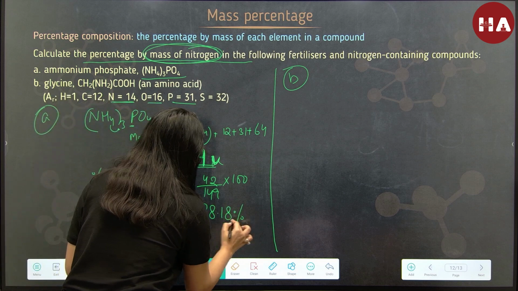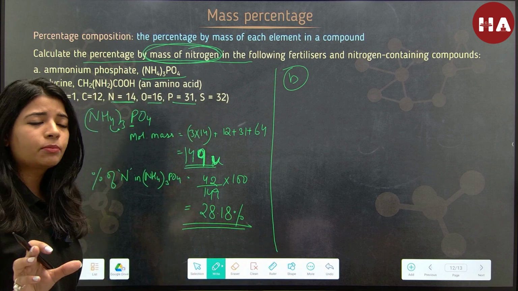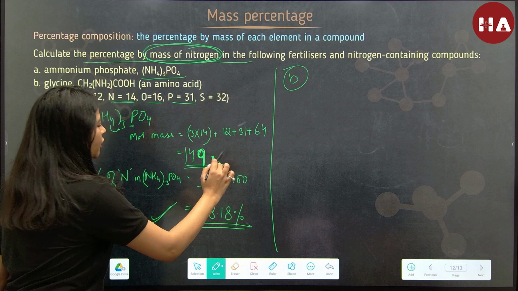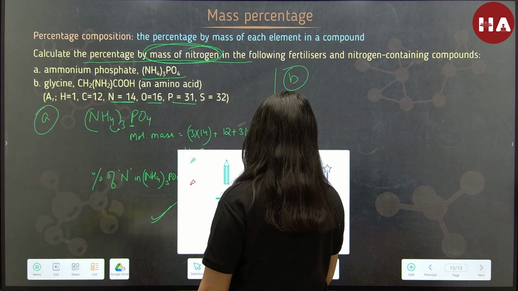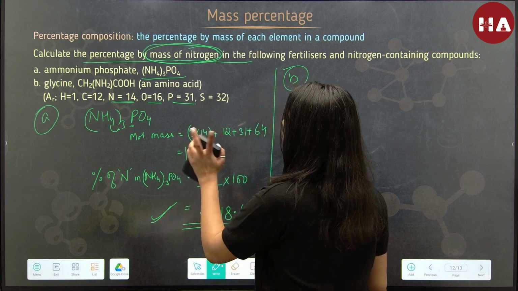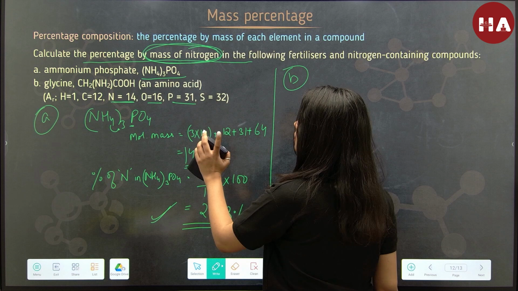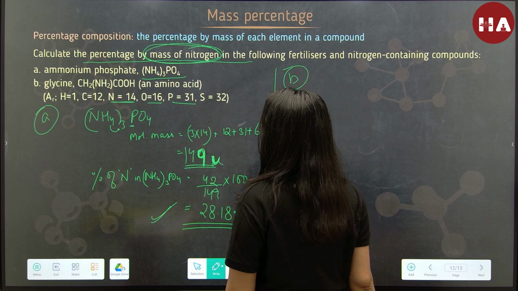28.18% of nitrogen is present in ammonium phosphate. So 28.18%, this is the answer. I hope this is clear. B part, if you wish to try on your own, well and good. Please, you can pause here and try this question yourself, and you can write down the answer in the comments. If you have any problem, we'll solve this again.